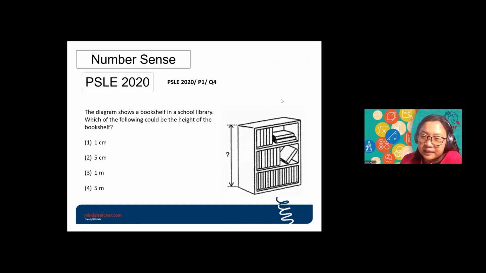Okay, how long is 1 cm? Look at your ruler. You know how long 1 cm is. 1 meter, I don't think schools nowadays have the 1 meter long ruler anymore. But you can look at a measuring tape if you have one, and see how long 1 meter is. If not, then you use your height to estimate how high 1 meter is.